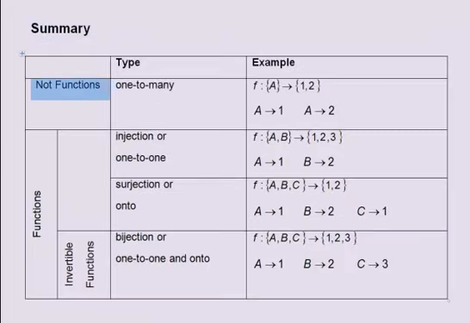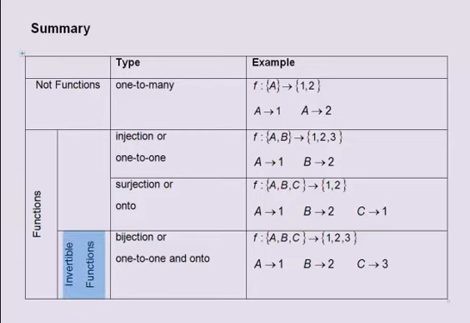Summary. Not functions. Type: one-to-many. Example: A maps onto 1 or 2, A maps onto 1, A maps onto 2. Functions: injection or one-to-one. Example: the function maps AB onto 1, 2, 3. A maps onto 1, B maps onto 2. Surjection or onto. Function maps ABC onto 1, 2. A maps onto 1, B maps onto 2, C maps onto 1.